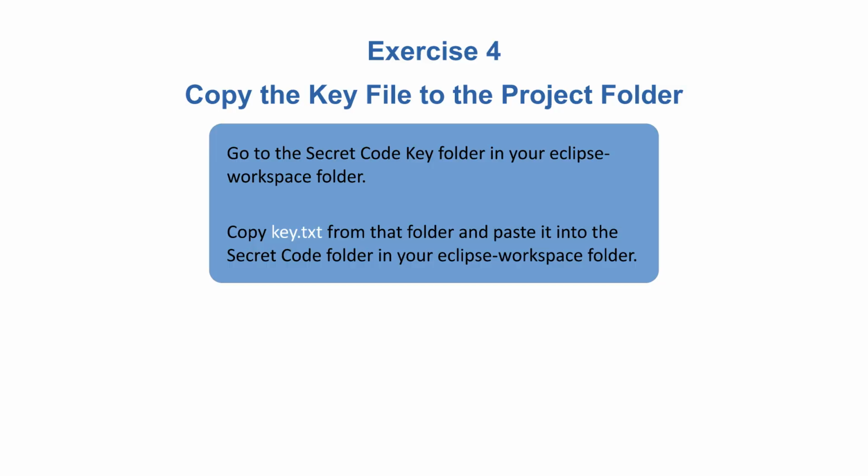Exercise 4. Copy the key file to the project folder. Go to the secret code key folder in your Eclipse workspace folder. Copy key.txt from that folder and paste it into the secret code folder in your Eclipse workspace folder. Run it. What happened? It should have opened the window with no contents.